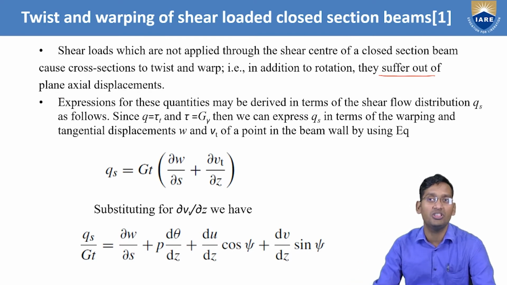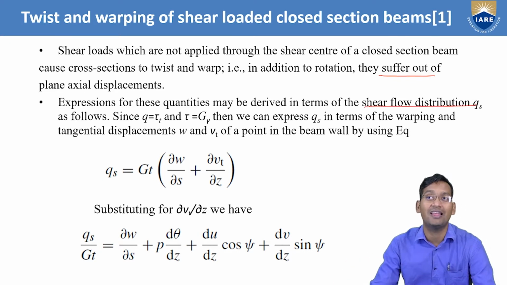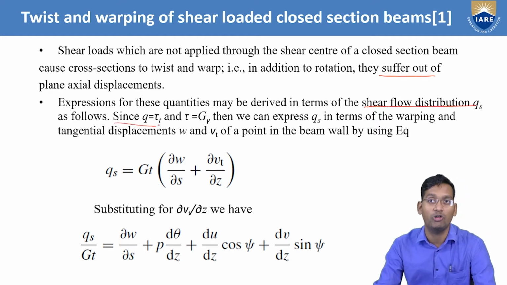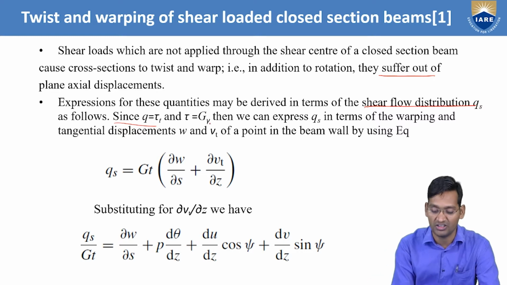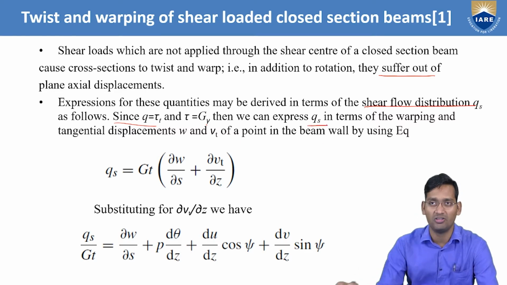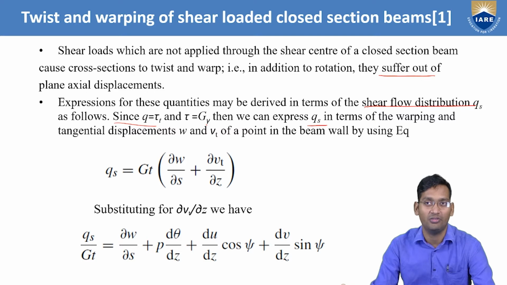Expressions for these quantities may be derived in terms of the shear flow distribution. So how can we find that? By the shear flow distribution, qs, as follows. Since q equals tau t and tau equals G gamma, this is for strain, then we can express qs in terms of the wrapping and tangential displacement. So now we can express qs with wrapping w and tangential displacement vt, where gamma t is the shear strain, of a point in the beam wall by using the equation.